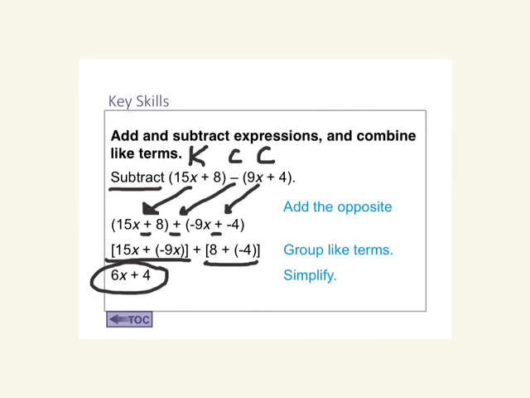If you change, this is a key point right here. If you change a subtraction sign that sits directly outside a set of parentheses, everything in that set of parentheses must change to its opposite. 9x became negative 9x, 4 became negative 4. Make sure you pause the video here and have this example down.